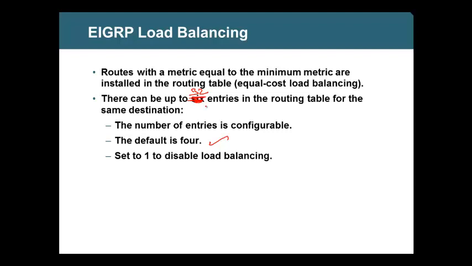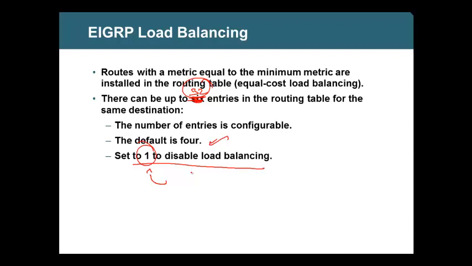You can also change this number of routes per destination in a routing table. I said by default 4, you can change up to 32. You can also change it to 1. So up to 4 you can tune, up to 32 you can tune, the default is 4. But you can also go down from 4 to 1 so that only one route will be seen in the routing table.